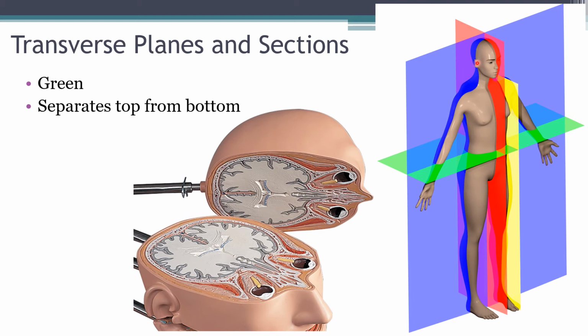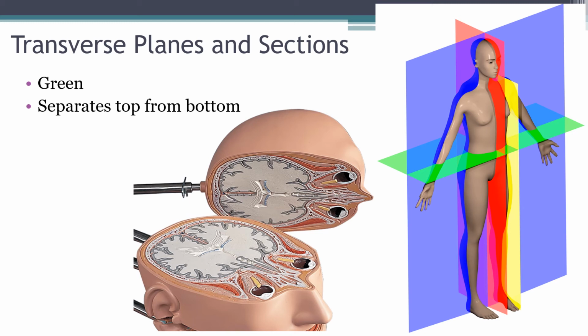So you can have a transverse plane through the head here, through the eyes, or through the mouth, or through the neck, or through the chest. As long as it separates top and bottom, it's a transverse plane or section. And that's what you're seeing in this model here. This model shows you a transverse section through the head, particularly right at the level of the eyes, so that you can see the top of the eye up here and the bottom of the eye down here.